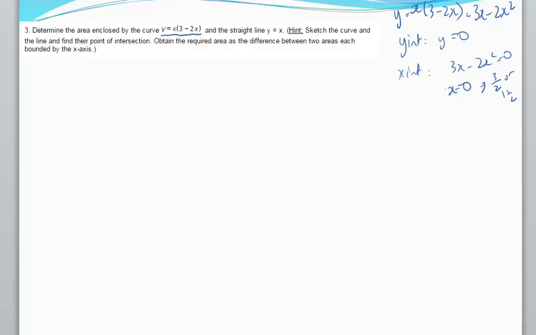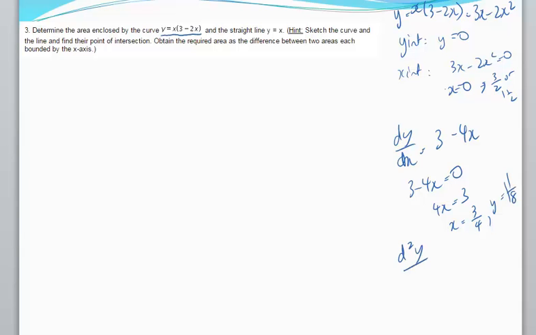Now we can differentiate. dy/dx becomes 3 minus 4x. We set this equal to 0: 3 minus 4x equals 0, 4x equals 3, so x equals 3/4. We can substitute in to find y, and y should be 1 and 1/8.